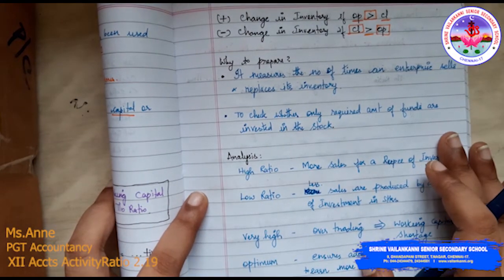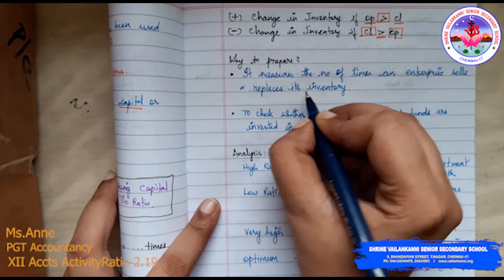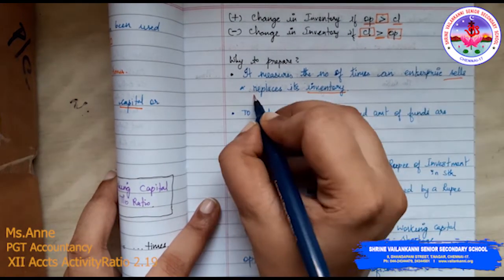Why do we prepare this ratio? To measure the number of times an enterprise sells and replaces its inventory.